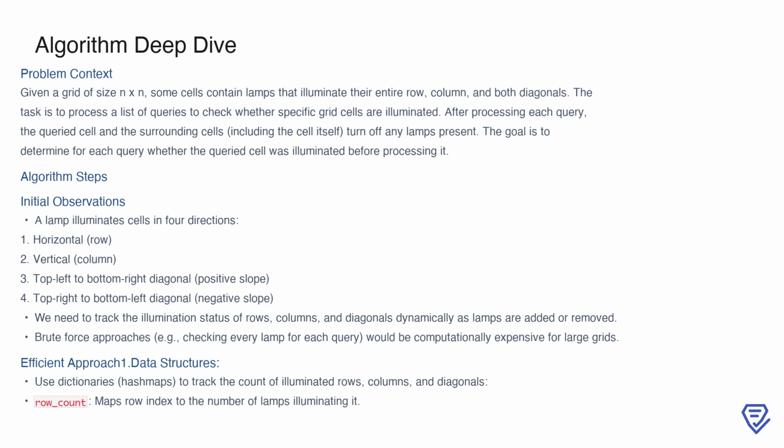To approach this, we first observe that a lamp affects four specific directions: horizontally across its row, vertically along its column, and along the two diagonals. This means we need a way to dynamically track these illumination patterns. A brute force approach, where we check every lamp for every query, would be computationally expensive, especially for large grids, so we need an optimized solution to handle this task efficiently.